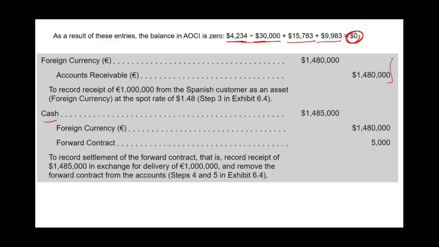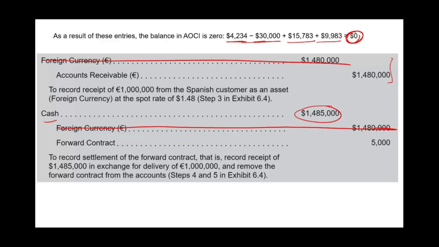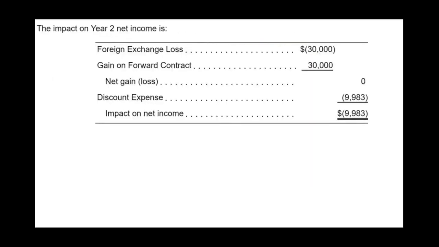We can combine those two entries because notice we can take the foreign currency out. Okay, so we debit cash. This is how much cash we receive. The account receivable is 1,480,000, and we credit the forward contract. What's left of that liability of 5,000, and basically this is the gain component of the whole transaction. This is the gain component. So this is to settle the transaction, and this is what things would look like in year two.